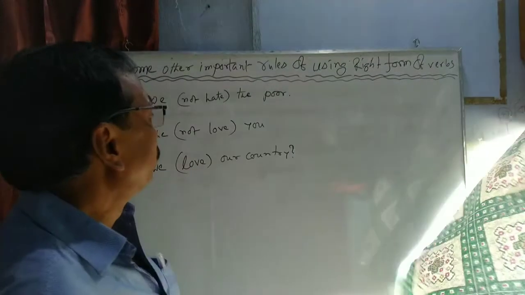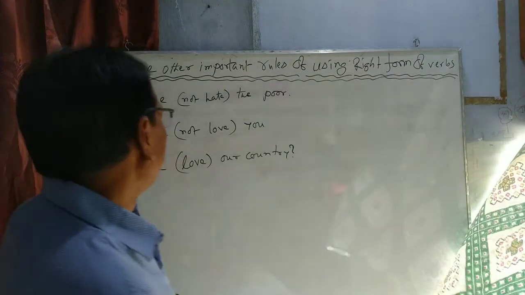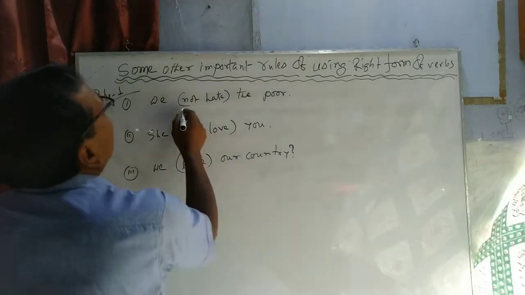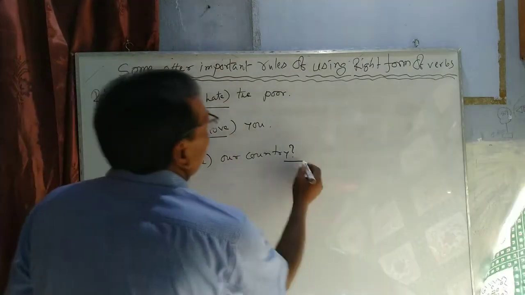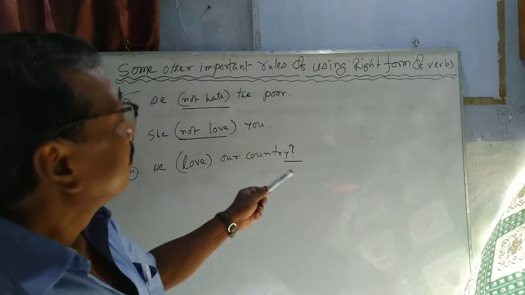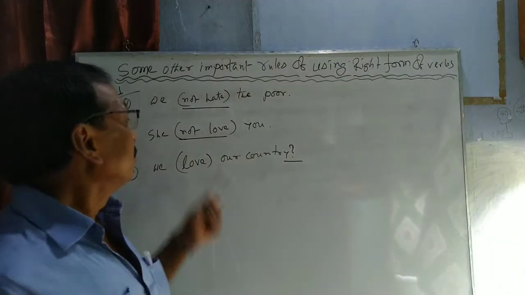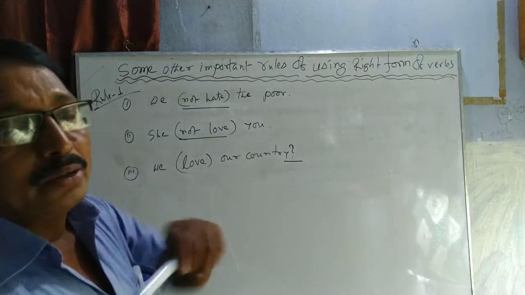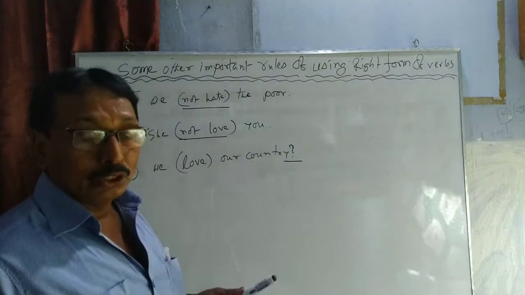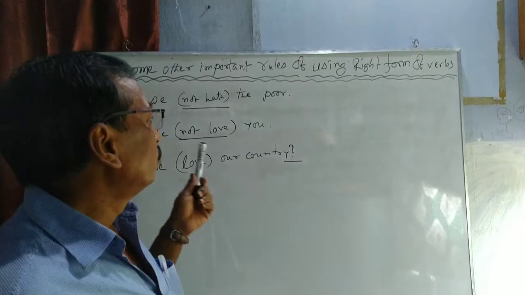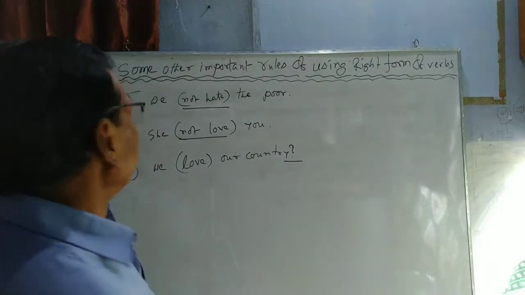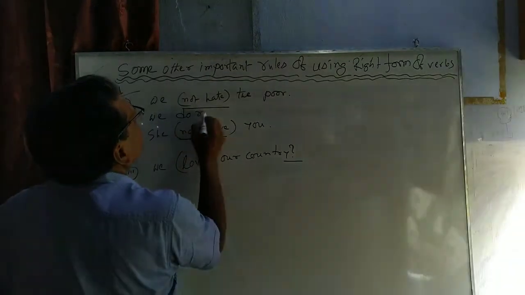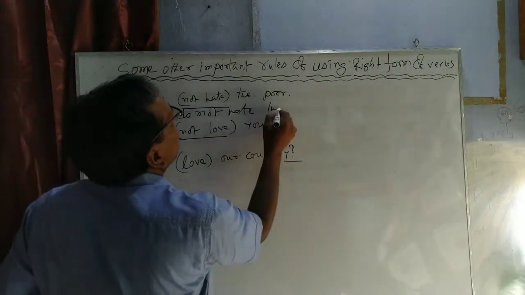We not hate the poor, she not love you, we love our country. Now, we not hate, not love. And the third sentence, sign of interrogation at the end. So, we not hate the poor, the sentence must be negative. According to the number and person of the subject and the tense, we must use do, does or did after the subject. So the answer will be: we do not hate the poor.